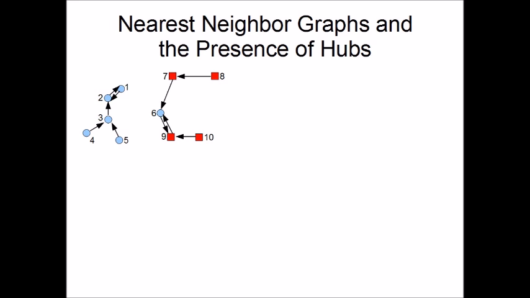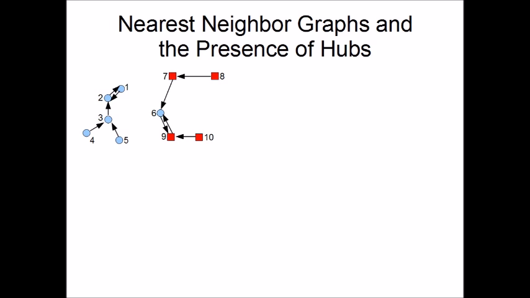For example, the nearest neighbor of instance number 4 is instance number 3, whereas the nearest neighbor of instance number 3 is not instance number 4, but somehow instance number 2 is closer to instance number 3 than instance number 4, so the nearest neighbor of instance number 3 is instance 2.